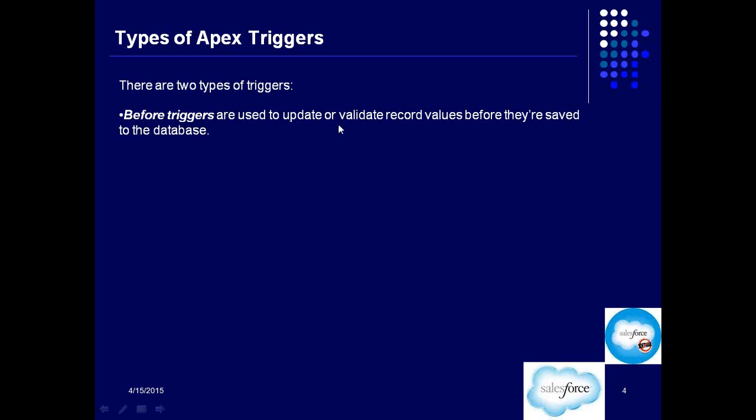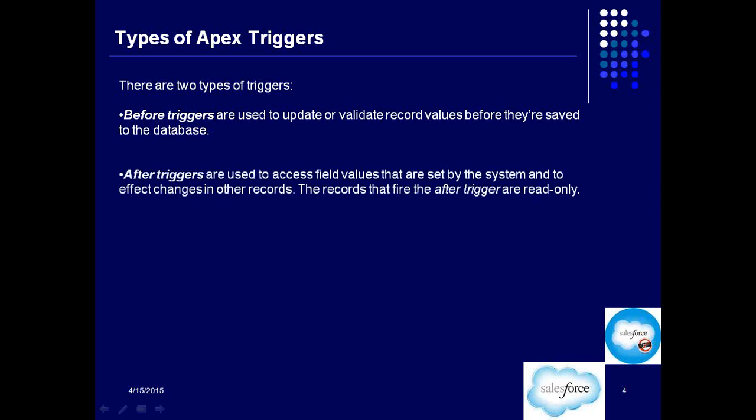So these before triggers are used to update or validate records. It can update the values, it can validate the values before they are saved to the database. Before a record is saved into the database, a before trigger can make changes in the record or validate some rules. After triggers. After triggers are used to access field values that are set by the system and to effect changes in other records.